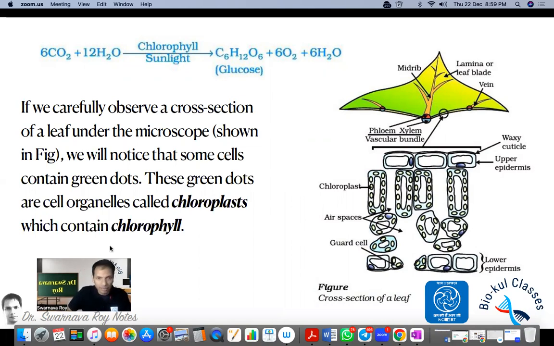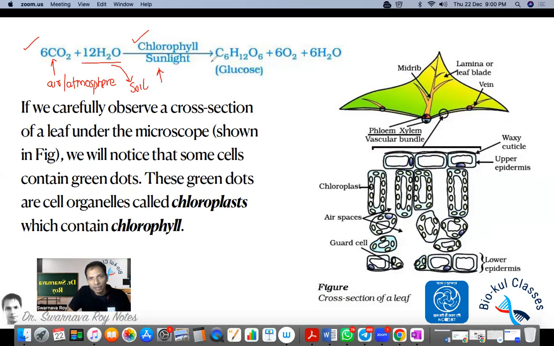So here we see 6 molecules of carbon dioxide. This is the carbon dioxide we're getting from the air or the atmosphere. And we have 12 molecules of water, which again we're getting from the soil. And we see how chlorophyll, the pigment molecule, is required to capture the sunlight. And here, as I said, sunlight is the radiant energy.